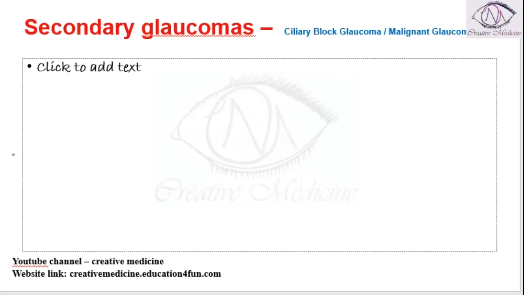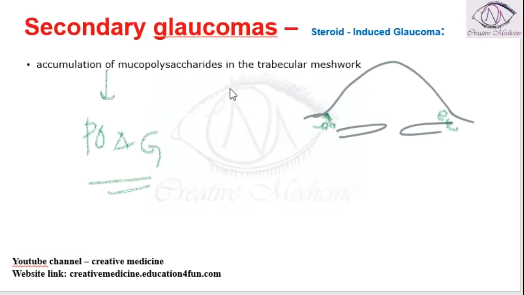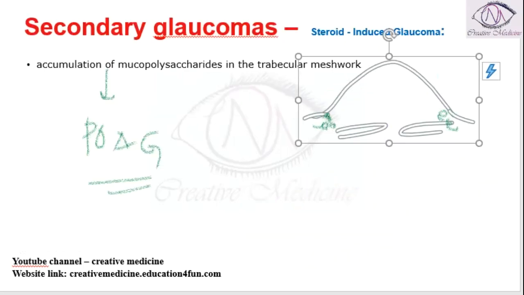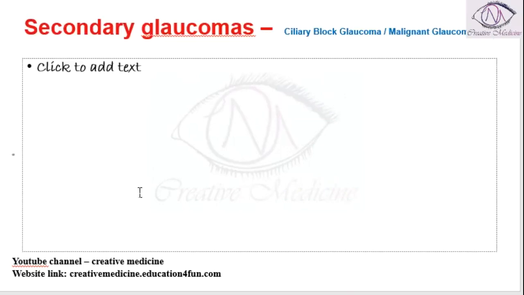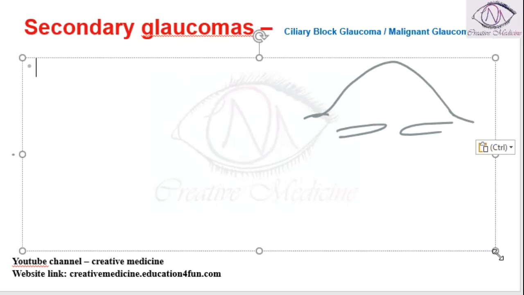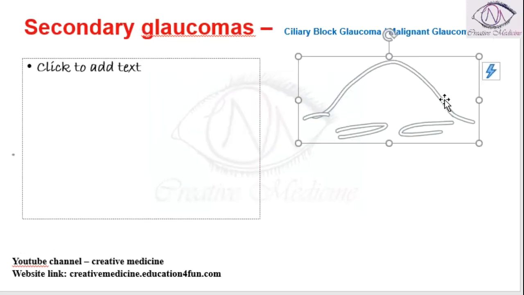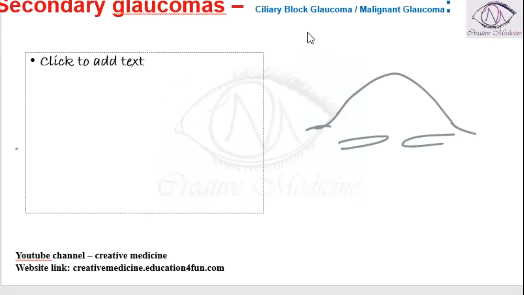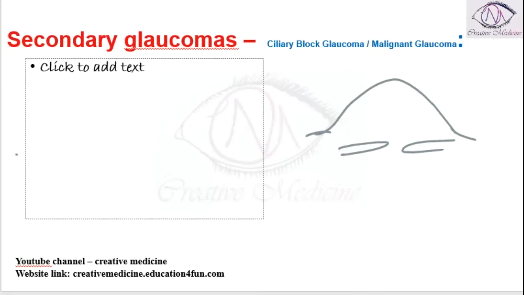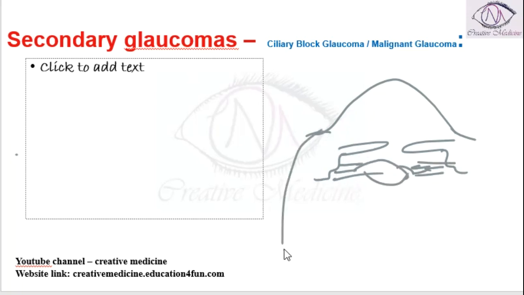Right, in ciliary block or malignant glaucoma, this is the eye. Now what happens in ciliary block glaucoma is the aqueous humor. This is the iris. Here you have ciliary zonules, this will be the lens. So this part is the posterior chamber, posterior segment.